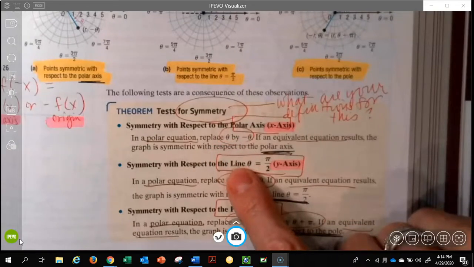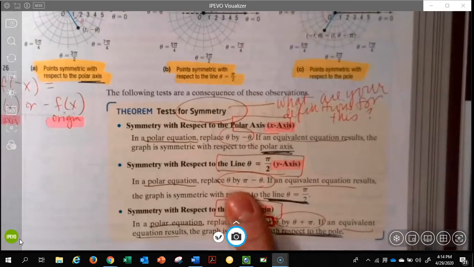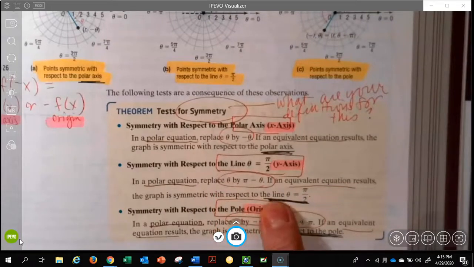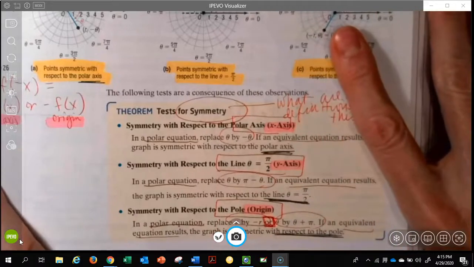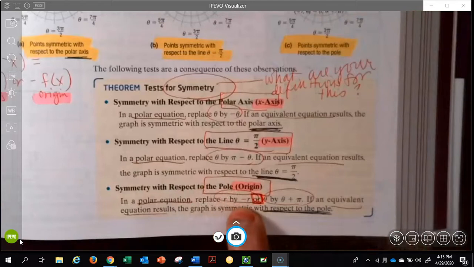Then I would write down, I'm going to test for the symmetry for the line theta equal pi over 2, and I would put in parentheses the y-axis, and I would write down in my notes that I'm going to put this thing, pi minus theta, in place of theta, and then we're going to manipulate it, and if it comes out the same, then we will declare that it is symmetric with that line. And then finally, you're either going to plug in r or negative r.